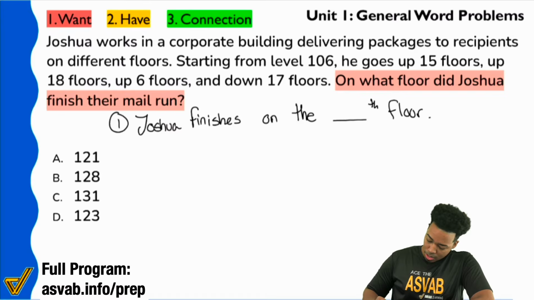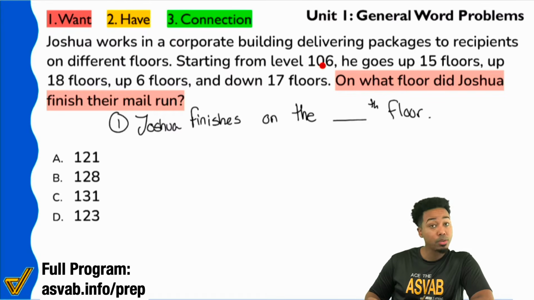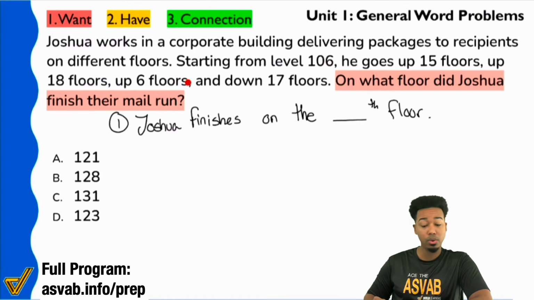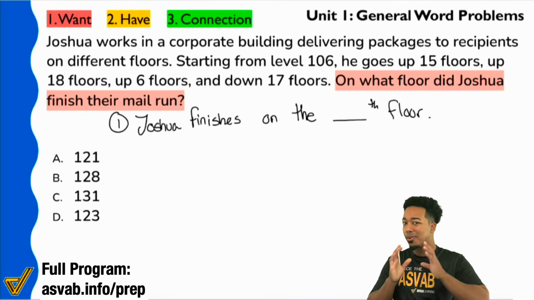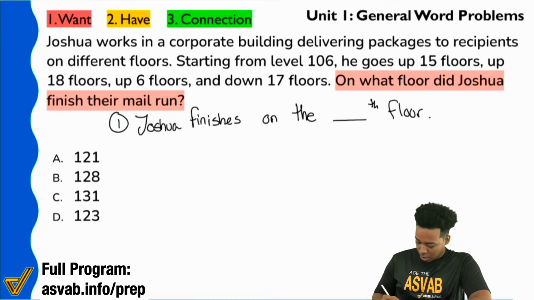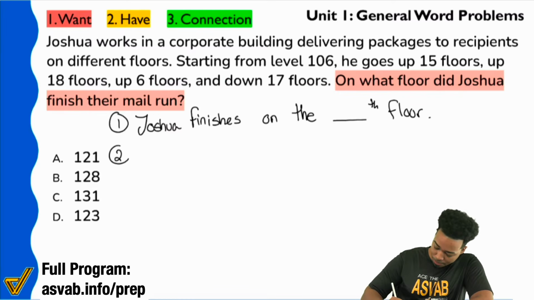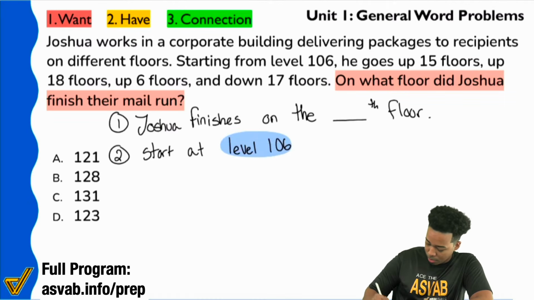So it says, starting from level 106, he goes up 15 floors, up 18 floors, up 6 floors, and then down 17 floors. On what floor did Joshua finish? So this one seems like a pretty straightforward problem because it looks like we have a starting point. We start at level 106. Again, that's right here, level 106.